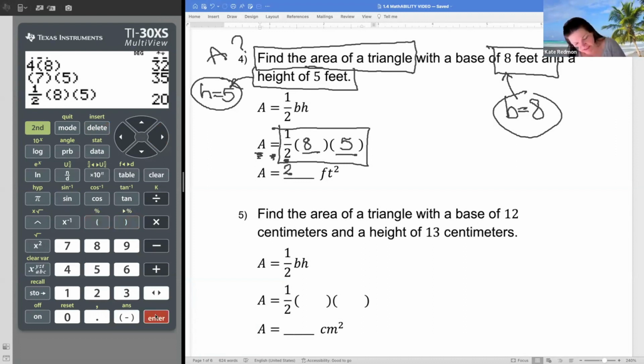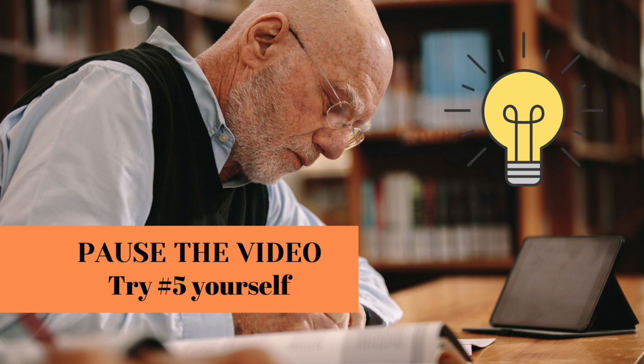So we have 20 square feet for number 4. And again, it's area, so it's measured in squares. Area means covering something in squares, which is why I have the little 2 here, but no big deal. If that doesn't make a lot of sense to you, the goal right now is to focus on how to get the number portion.